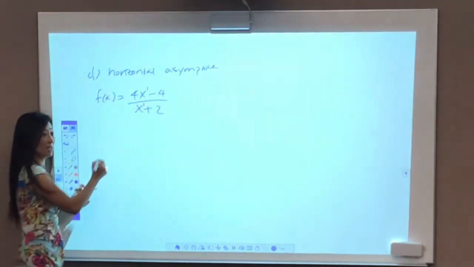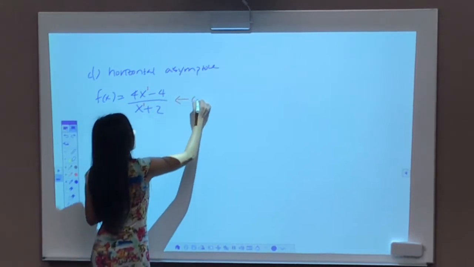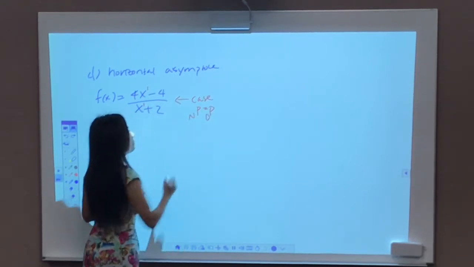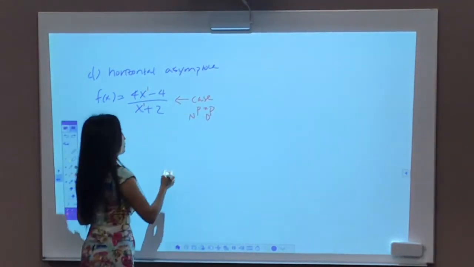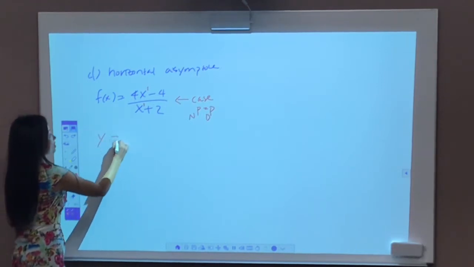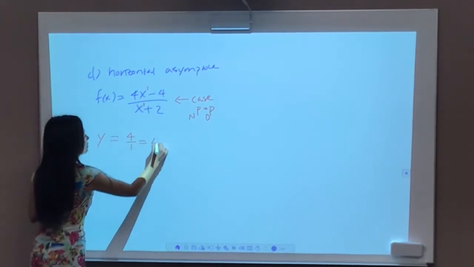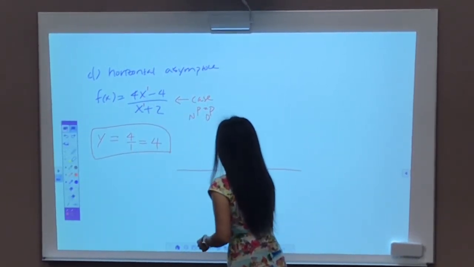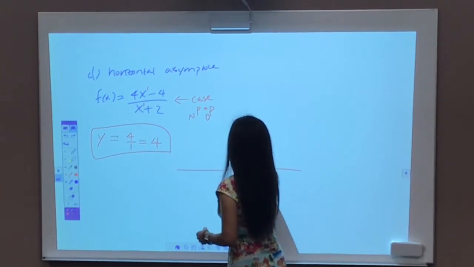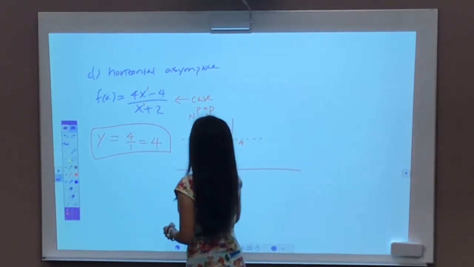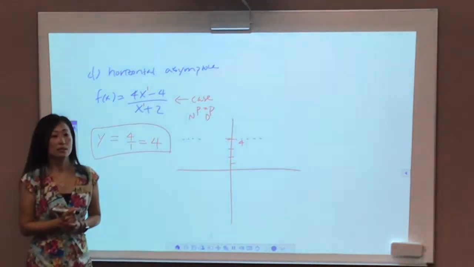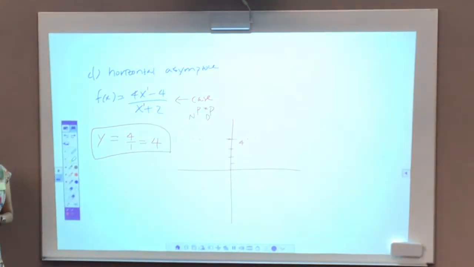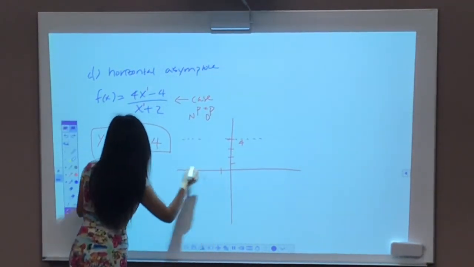So the power is the same: numerator power and denominator power are the same. So what is my asymptote? y is equal to 4 over 1, which is 4. So if I graph this, I don't know my graph yet, but what I know is that at 4, I would have a horizontal asymptote. Then we also know what the other asymptote was, the vertical asymptote. We have it at negative 2, going that way.